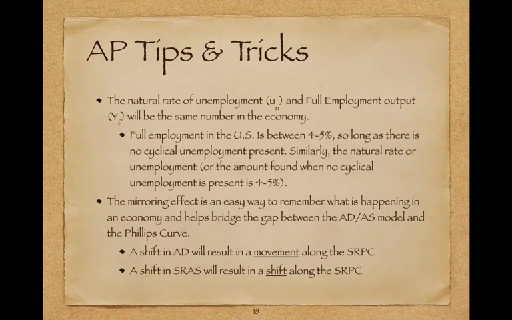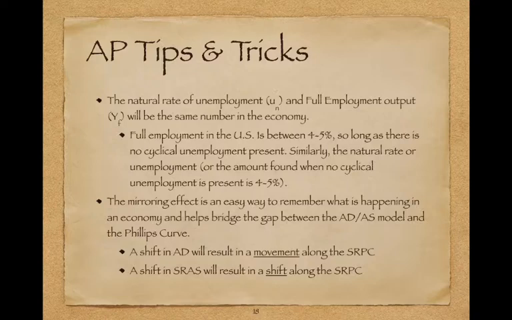One last set of tips for you is that the natural rate of unemployment, UN, and full employment output, YF, are always going to be the same number. So bringing that again, the full employment in the U.S. is someplace between 4 to 5%. Currently in the United States, at the time of me recording this video, this is middle of April, we're sitting right now at about 4.5%. I mean, we're smack dab in the middle. So long as there's no cyclical unemployment found. So if there's cyclical unemployment at all, we're not fully employed.